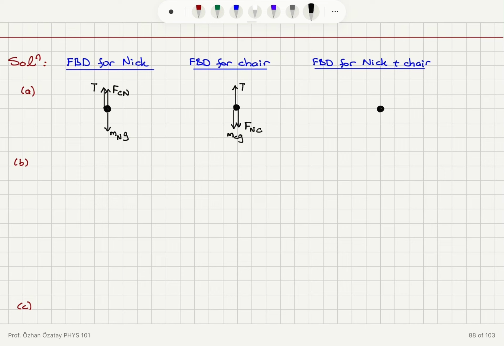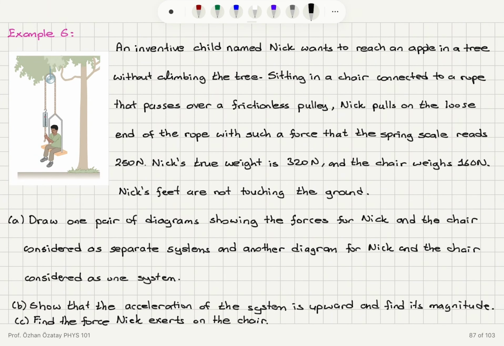So we're going to have tension T, tension T pointing up, and the total weight pointing down. So there is T, 2T, and the total weight, mass of Nick plus mass of chair times g. So that was the first part of the problem. We have drawn a pair of diagrams showing the forces for Nick, chair, and Nick plus the chair.